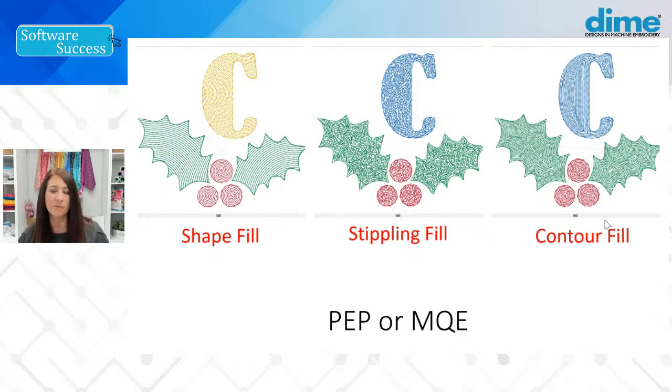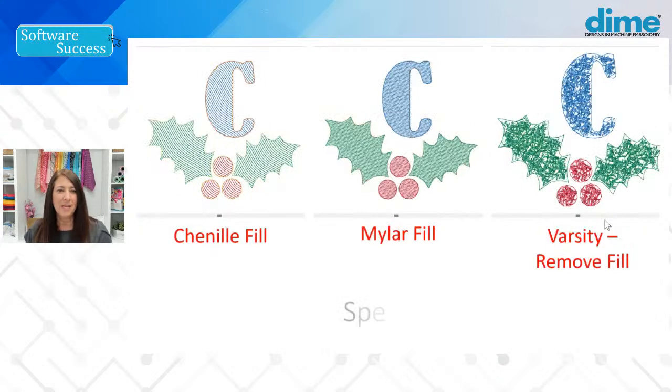And then the contour fill, which is also in PEP and My Quilt Embellisher, you can see that this is a series of run stitches that is following along the shape of each of those objects. So you can see that it follows along the shape of the leaf and also the letter as well. So I'll show you that one also. And then these are some variations.